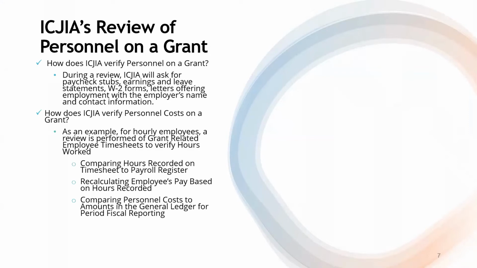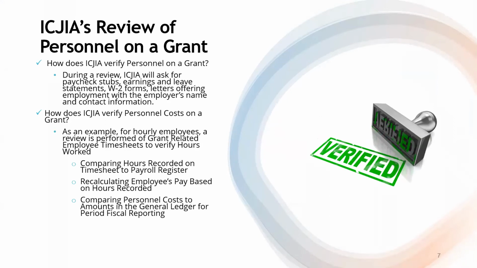How does ICJIA verify personnel costs on a grant? Well, as an example, for an hourly employee, a review is performed of the grant-related employee timesheets. To verify hours worked, there's a comparison of hours recorded on the timesheet to the payroll register. There's a recalculation of the employee's pay based on the hours recorded. There's a comparison of personnel costs to amounts in the general ledger and to periodic fiscal reporting.